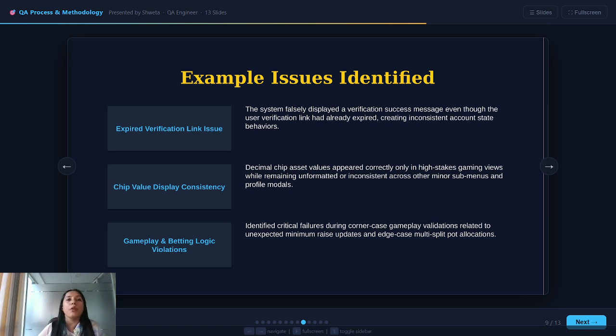Another issue involved chip value display consistency, where decimal chip values appeared only in specific sections while remaining inconsistent across other interfaces. This created inconsistent financial display behavior and affected UI consistency across the application.